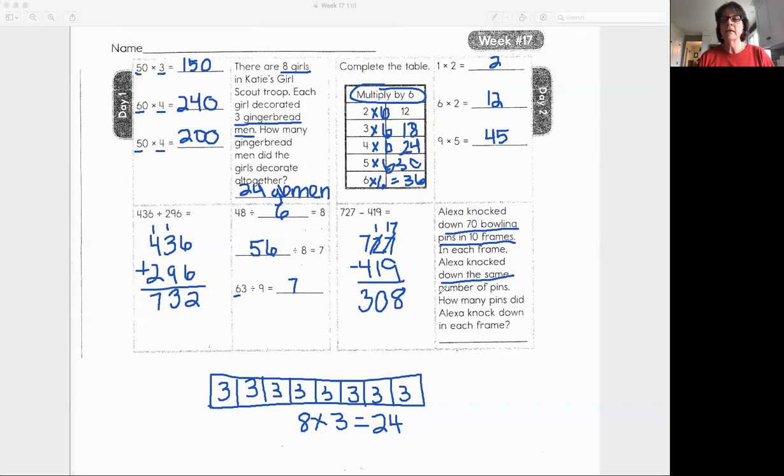So as soon as I hear same number of pins, I'm thinking equal groups. How many pins did Alexa knock down in each frame? All right, well, she knocked down 70 pins in 10 frames. So in each frame, you can write a division sentence for that. 70 is the total number of bowling pins. She did it over the course of 10 frames. So 70 divided by 10 equals 7. So how many pins did Alexa knock down in each frame? She knocked down 7 pins.